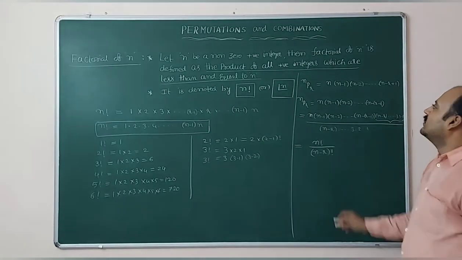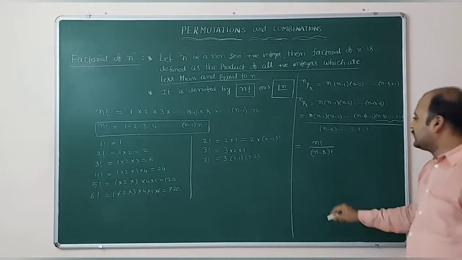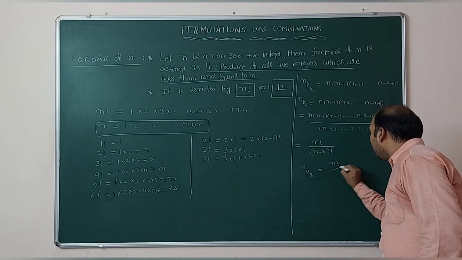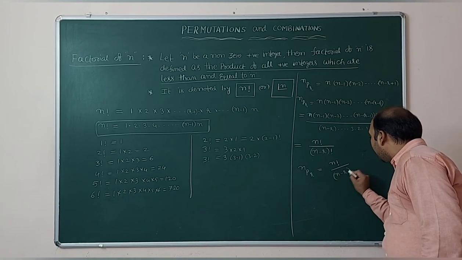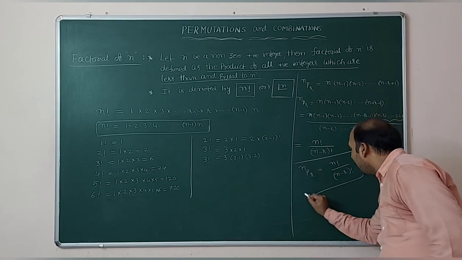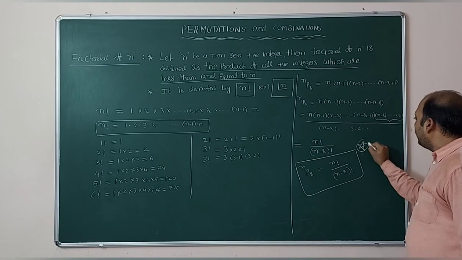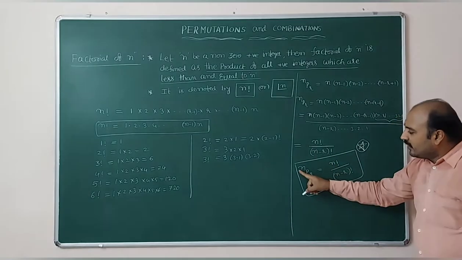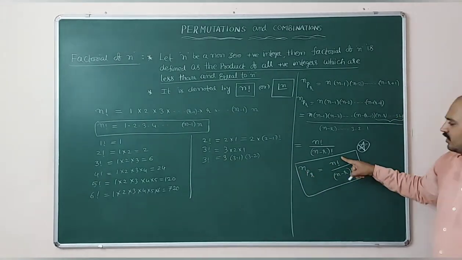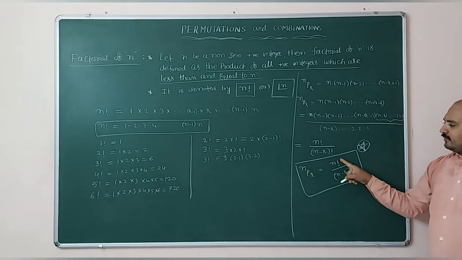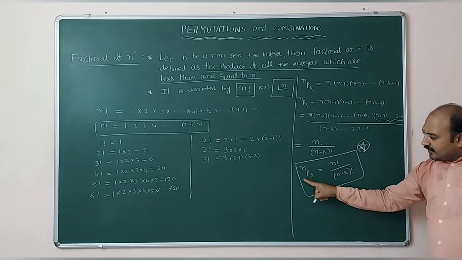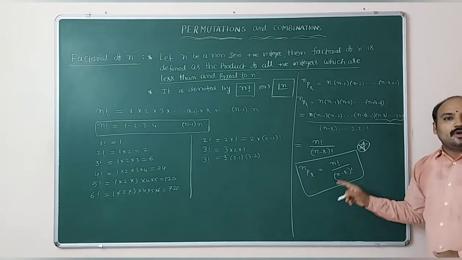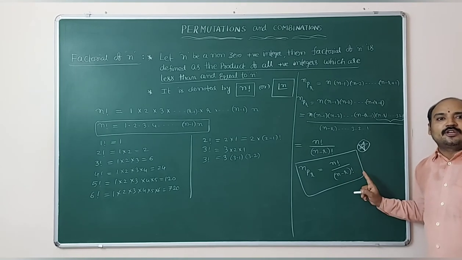So now onwards the result: nPr is equal to n factorial by n minus r factorial. Now onwards, remember, it is a very important result. nPr equals, first, n factorial. Here in the numerator n is there, no? n factorial will come. nPr is n factorial divided by, subtracting these values, n minus r factorial in the denominator. nPr equals n factorial by n minus r factorial.